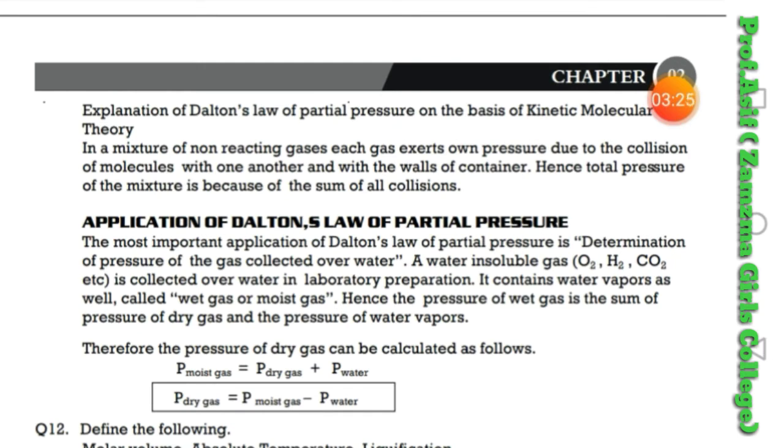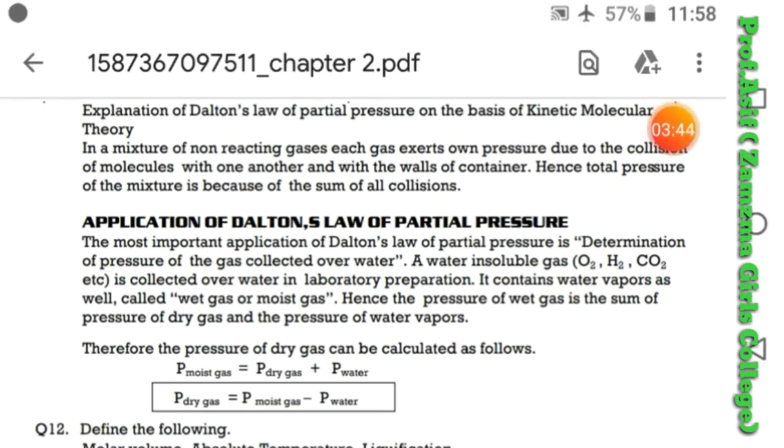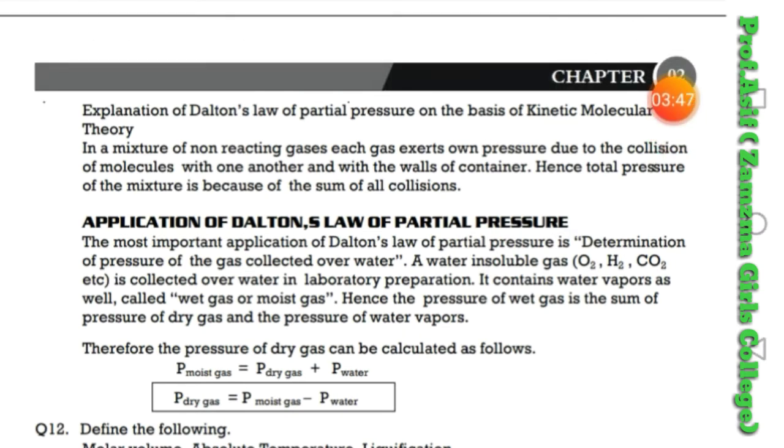So that gas jar of oxygen gas actually contains water vapors along with the dry gas. So the mixture is moist gas, which contains both dry gas and water vapors. That's why the total pressure of moist gas will be equal to the sum of the individual pressures of dry gas and water. So by shifting the pressure of water from the right side to the left side, you can get the pressure of dry gas by subtracting the pressure of water from the pressure of moist gas.